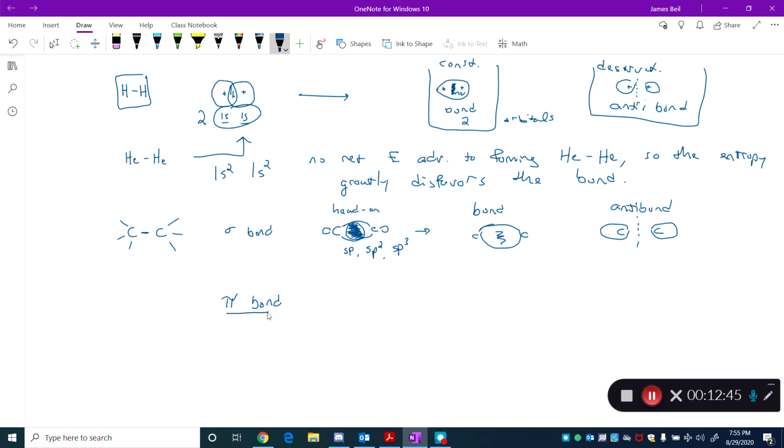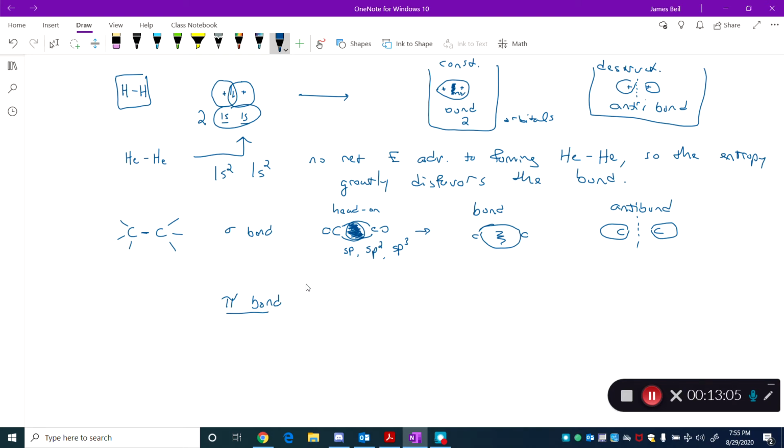A pi bond is similar, except it's a different type of orbital overlap. And again, we'll talk about this on Tuesday in lecture, so it's not super critical right now, but I just wanted to mention it since we're talking about this orbital overlap, and it's just more examples of the same thing to reiterate the concepts and hopefully make them more clear for you.